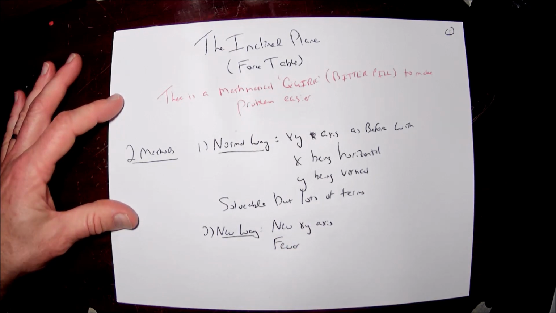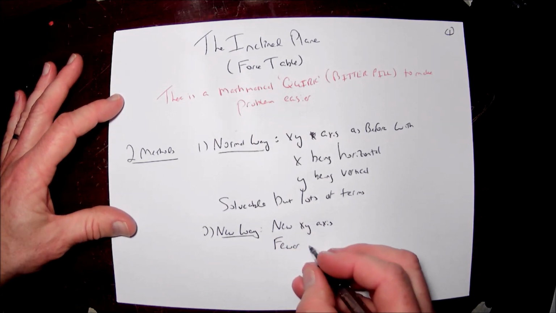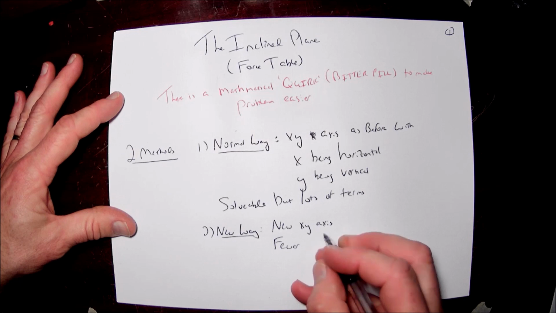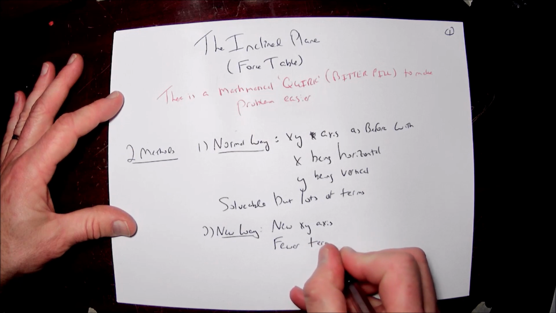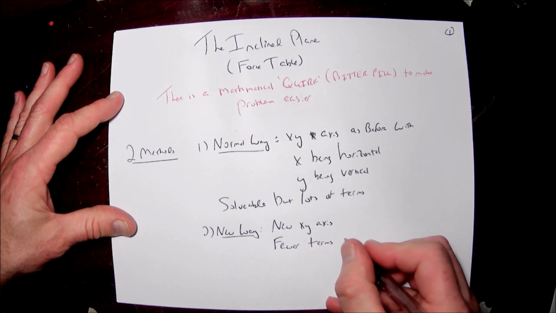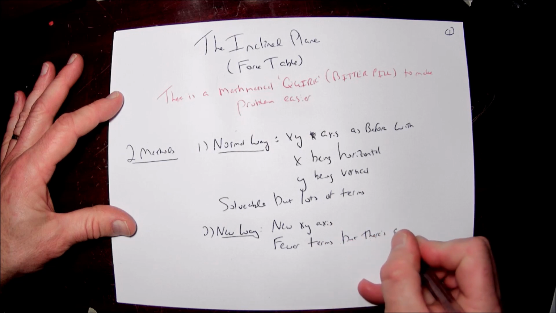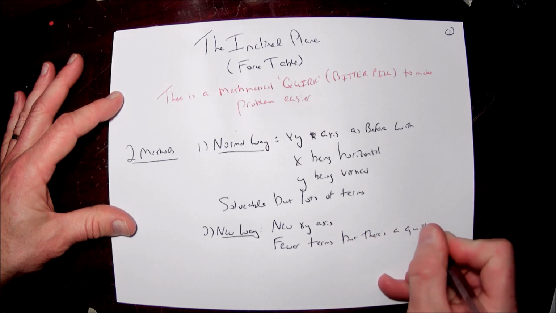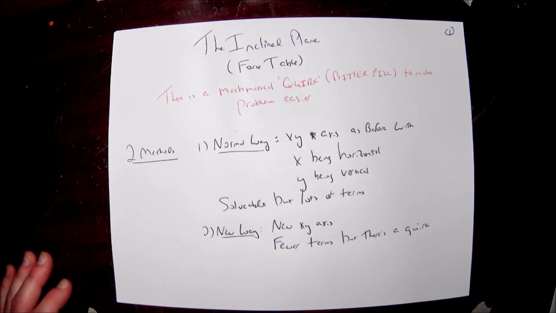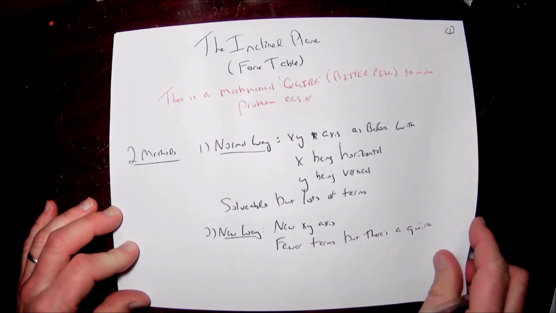So we have this new XY axis where we're going to rotate it. There's got to be some reason we're going to do this crazy thing. And the reason is we're going to have fewer terms. But unfortunately, there's a quirk. Okay, so let's begin.